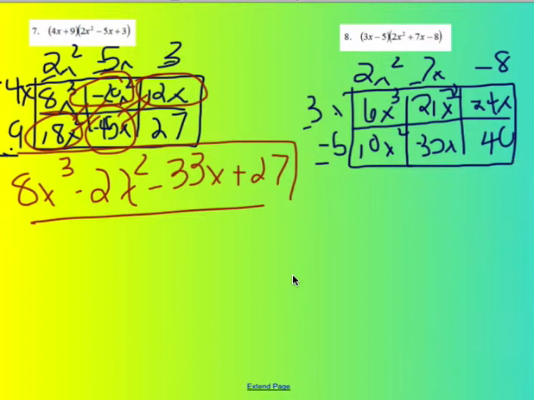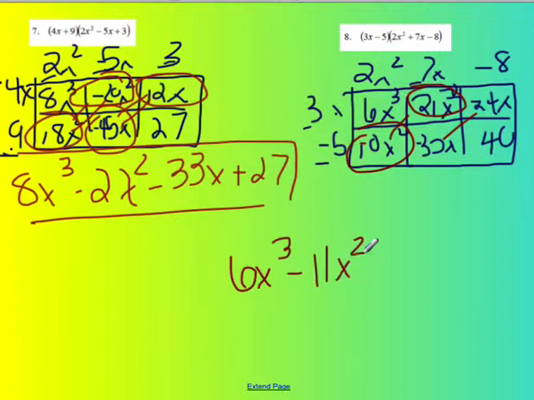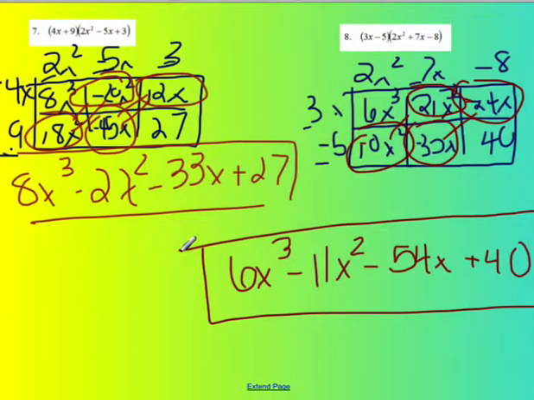Again, as you look down the diagonals, we have like terms. So our largest exponent is x cubed. So that's going to come first, is our 6x cubed. Then we have 21x squared minus 10x squared. Okay, so that should be a negative, and that ends up giving you a negative 11x squared. And then over here I have a negative 24x plus a negative 30x. So that's going to give me a negative 54x. And then we have plus 40 at the end. So really make sure you're keeping track of those negative signs because that's the easiest spot to mess up.